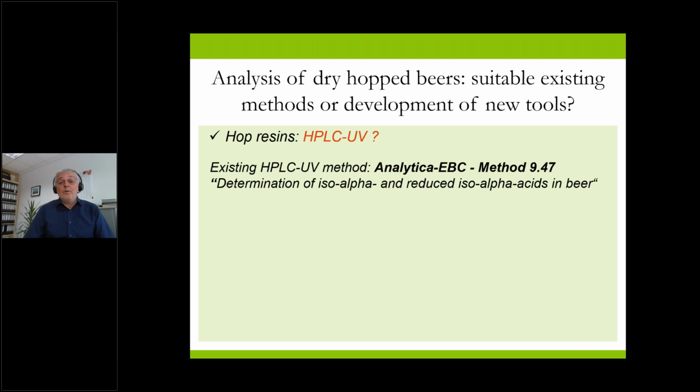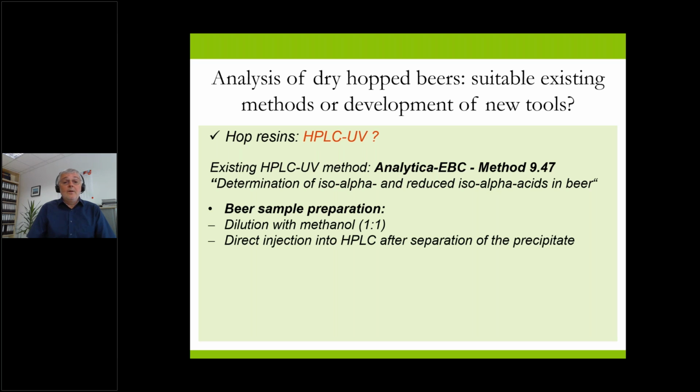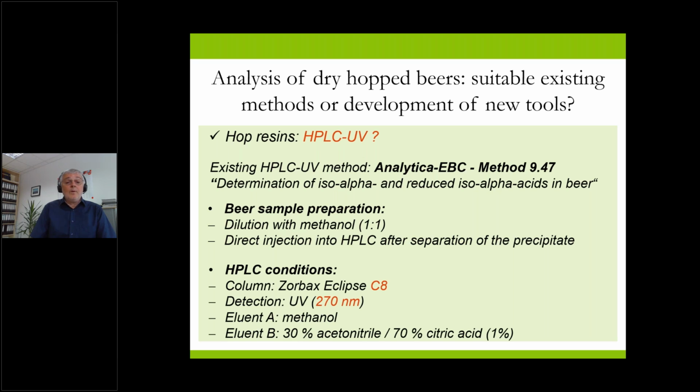It's method 9.47, determination of iso-alpha acids and reduced iso-alpha acids in beer. Short description of the method: there is a dilution of the beer sample with methanol, and then you have some precipitation, which has to be separated by centrifugation, for example, and then you can inject this sample directly to the HPLC. In this case, a C8 column is used, a detection wavelength of 270 nanometer, and the eluents are methanol and acetonitrile-citric acid mixtures.